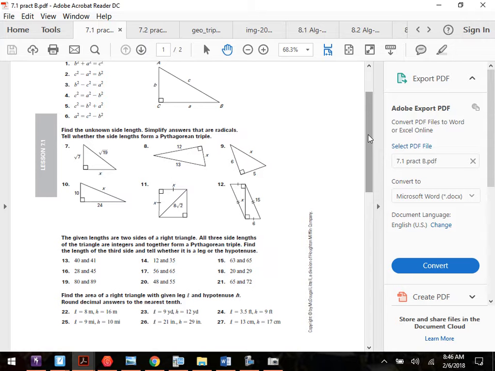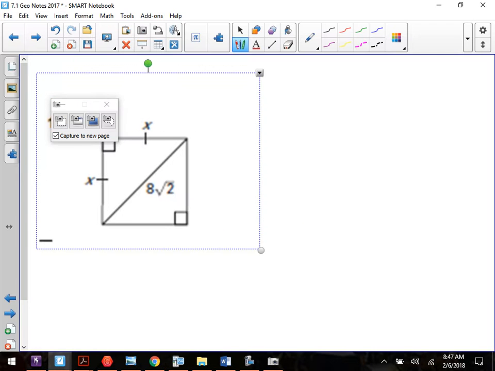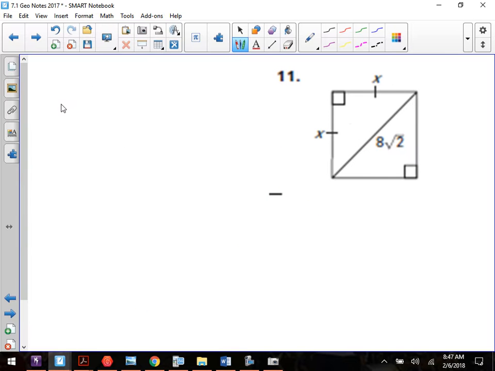I don't know, right? So the weird one that gets thrown in here, and I want to show you what to do about number 11. This is the type where you have to be very careful with your calculator. So on number 11, we say that as 8 root 2. That is playing the role of the hypotenuse. Good.